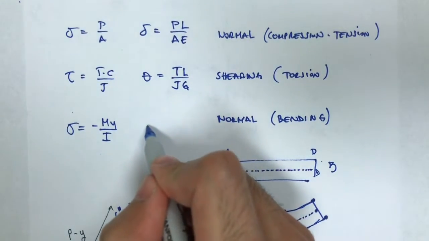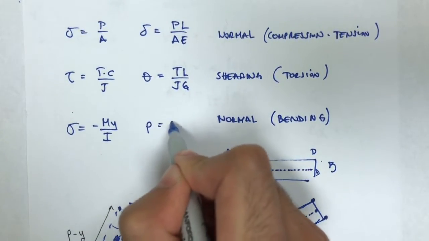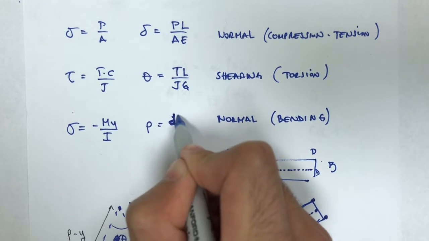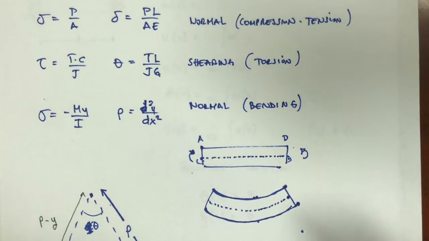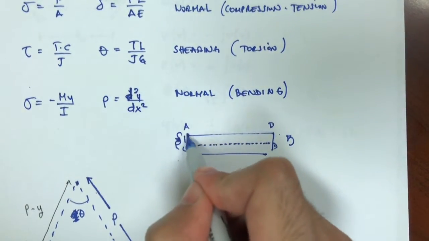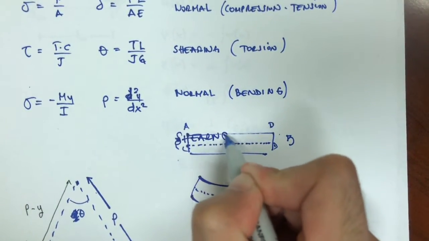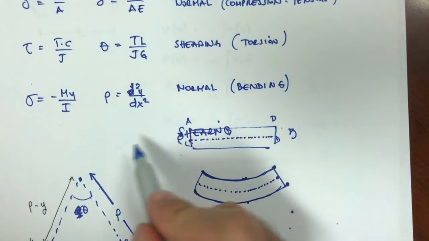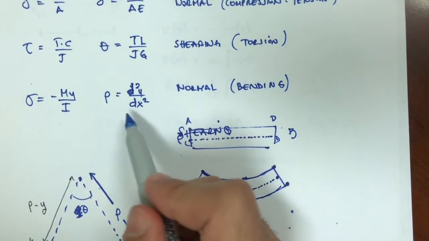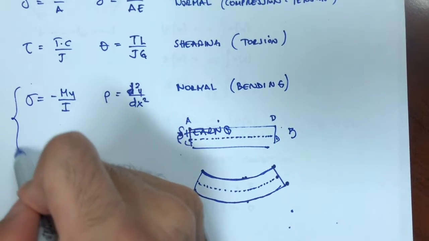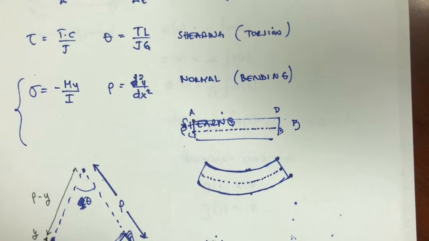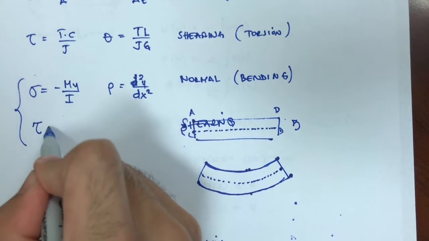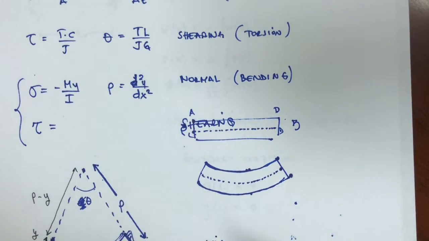We use the fact that the radius of curvature is the second derivative of y with respect to x. And then the last one is shearing, the transverse shearing, which in most cases is caused by some loads that are also causing bending. So these two are kind of related. And so we need a shearing stress due to those loads that also cause the bending.